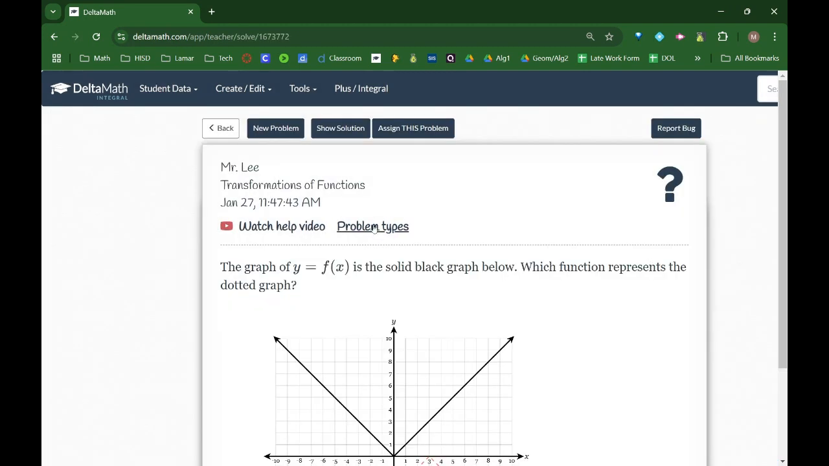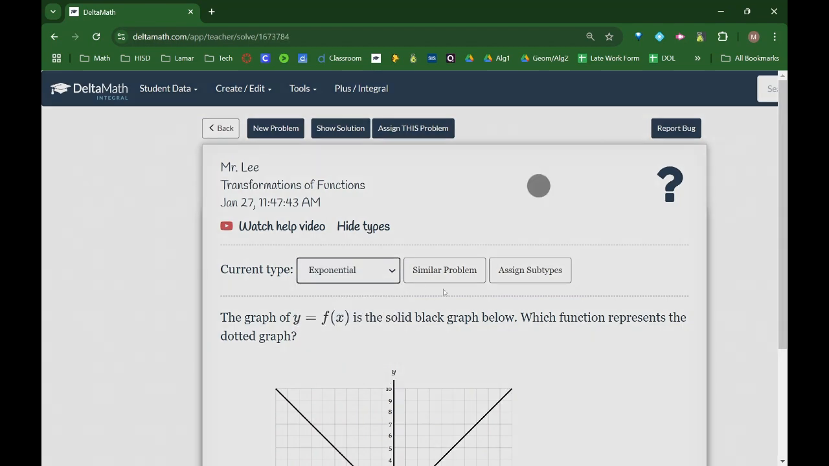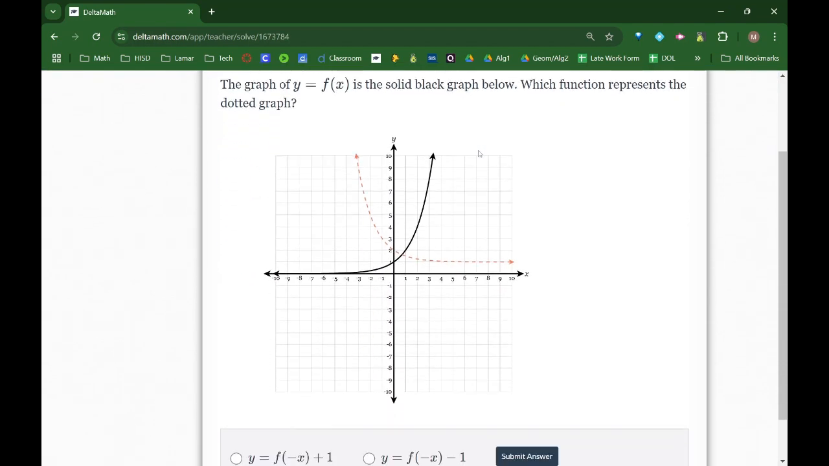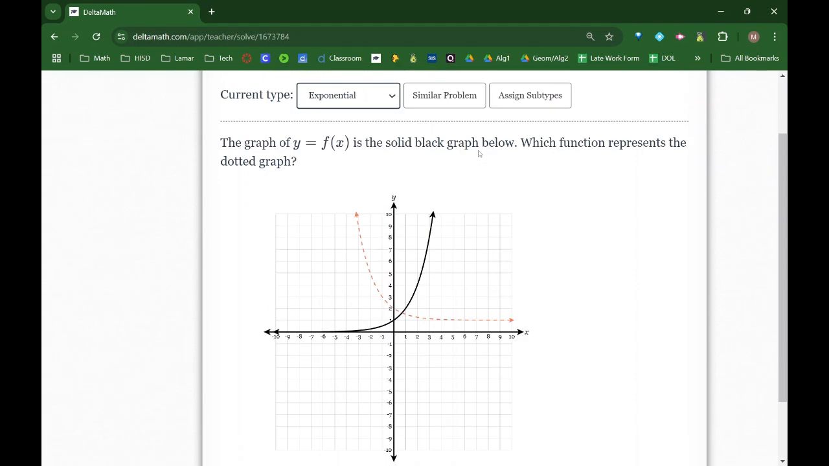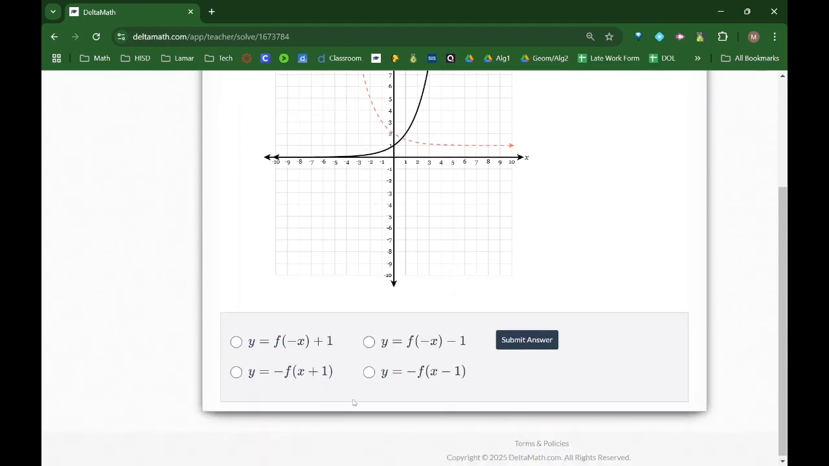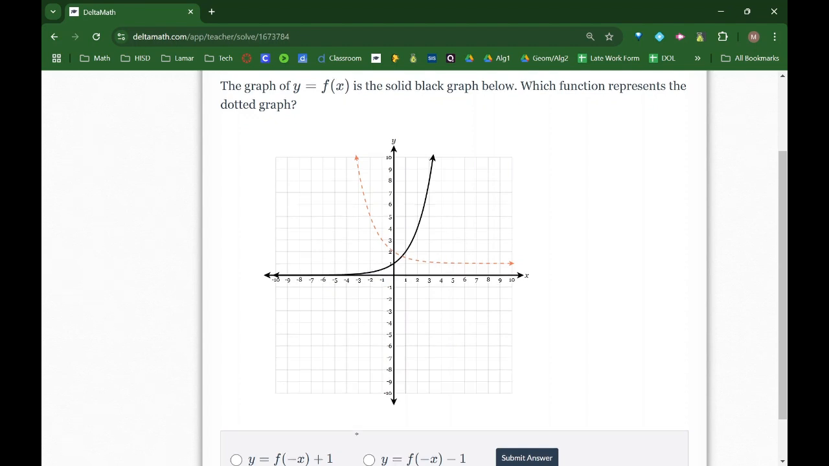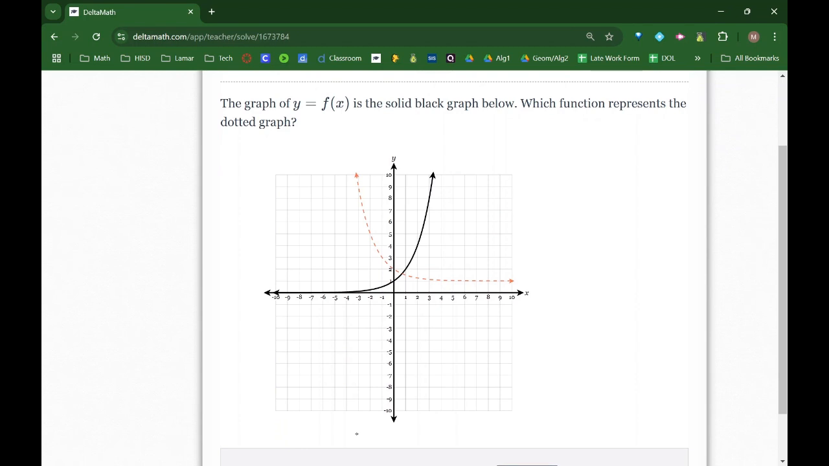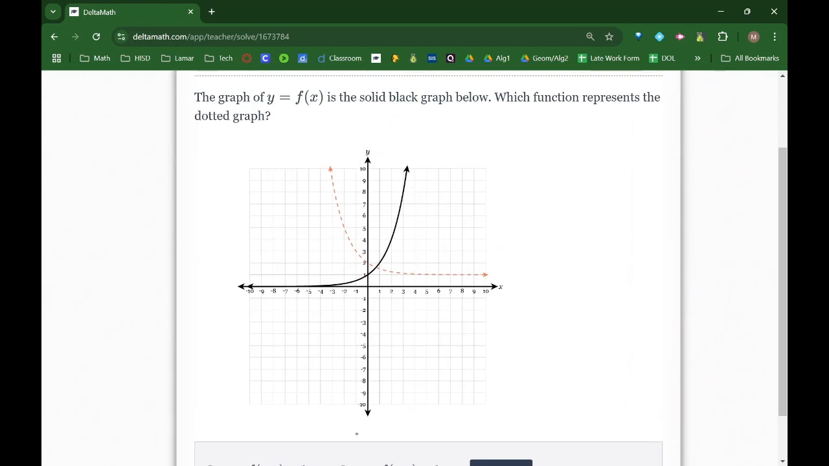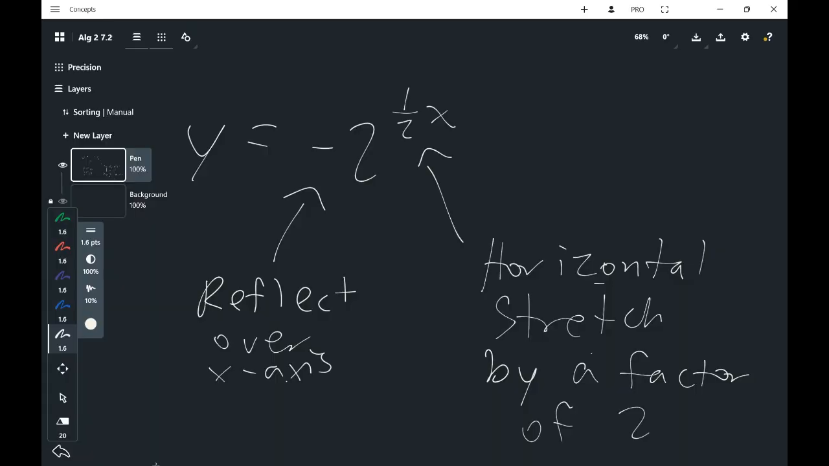Okay, we're getting close here. Let's try this one. Problem types: exponential. Okay, so we need to determine this based on the graphs here. It looks like I've reflected this to make the orange curve. I've reflected it over the y-axis because it starts by going up to the right, but now it's coming down from the left.